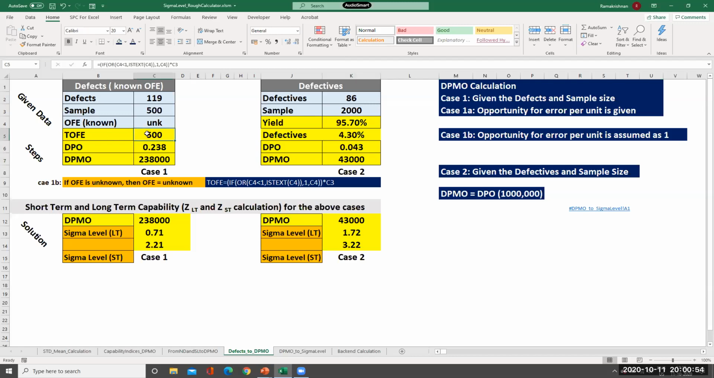And similarly here also, you know the TOFE formula I have written here. You can go through that. TOFE is equal to: if C4 is less than 1 or it is text, if it is, I put 0, it will take it as 1.